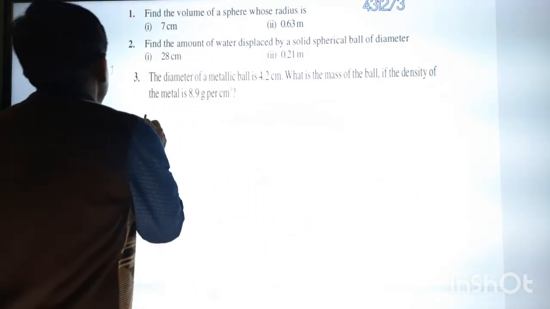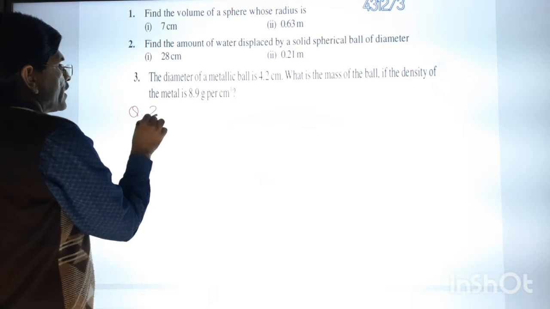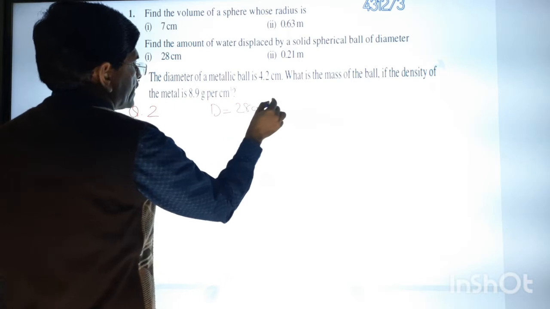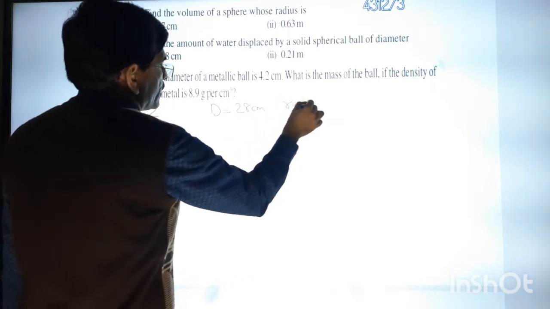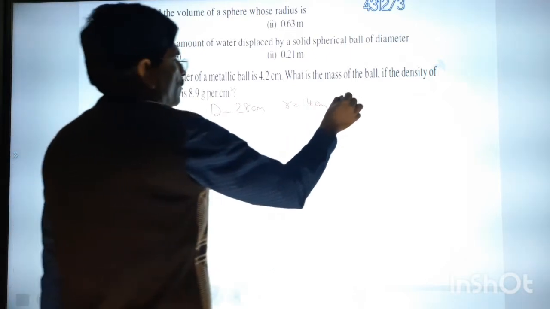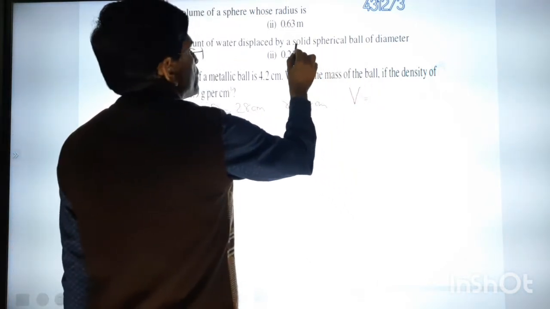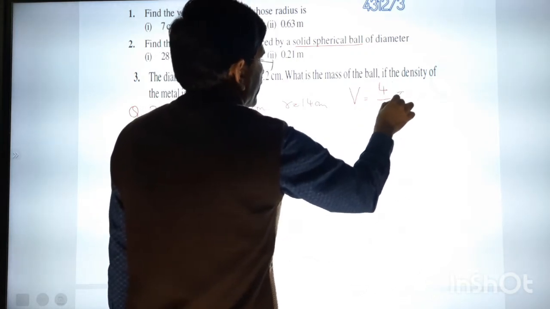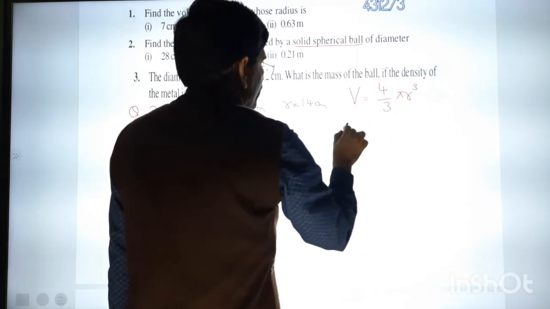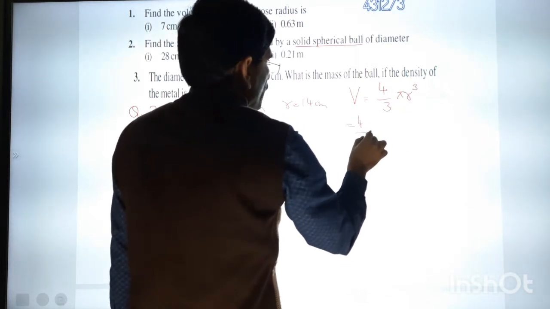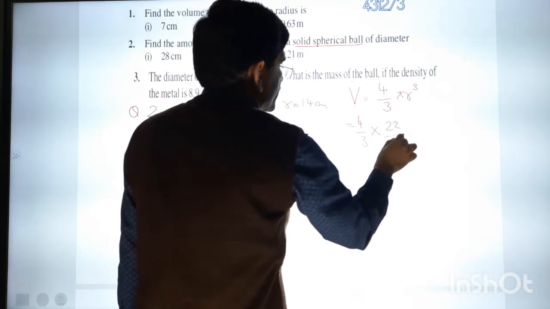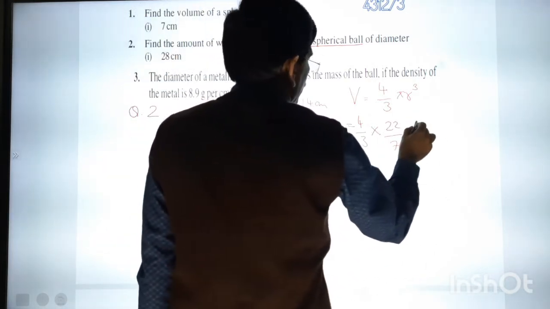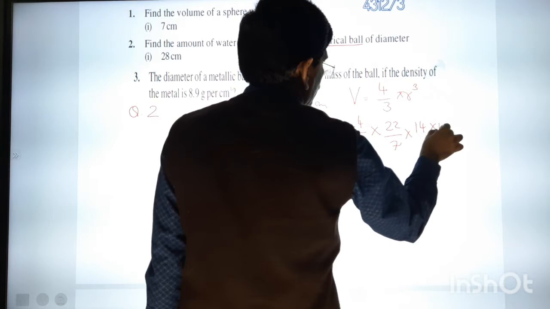First, what is given in question number 2? Diameter is given as 28 centimeter, so I can directly write radius is equal to 14 centimeter. Now the formula for the volume of a sphere, here it is a solid spherical bowl, so I have to write 4 by 3 pi r cube. Now I put the value of pi, that is 22 by 7, and the value of r, that is 14, 14, 14. How many times do I have to write it? 14, three times.